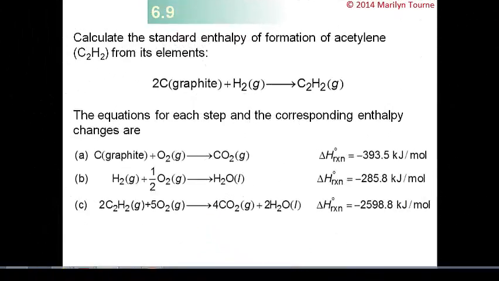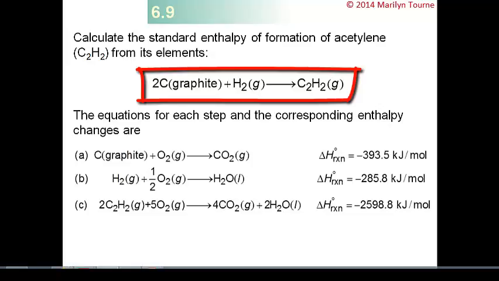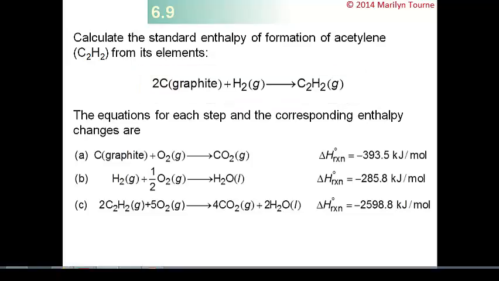Alright, so this is example 6.9 in your chapter. It says, calculate the standard enthalpy of formation of acetylene, C2H2, from its elements. And then they give you these corresponding equations and their corresponding enthalpy changes. The goal is to calculate the enthalpy change for the formation of C2H2 from carbon and hydrogen. The reaction does not occur directly. It takes a couple steps to get to this. So we must use an indirect route using the information given to us in those equations, A, B, and C.